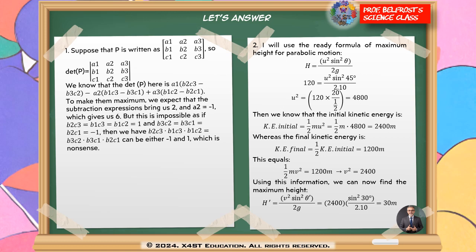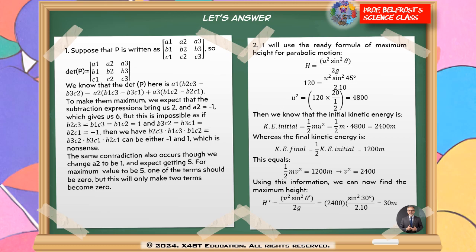a contradiction. Because if b2c3, b1c3 and b1c2 are 1, and b3c2, b3c1 and b2c1 equal -1, then the multiplication would be both -1 and 1 at the same time, which makes no sense. The same contradiction occurs when we change a2 to be 1 and expect to get 5.